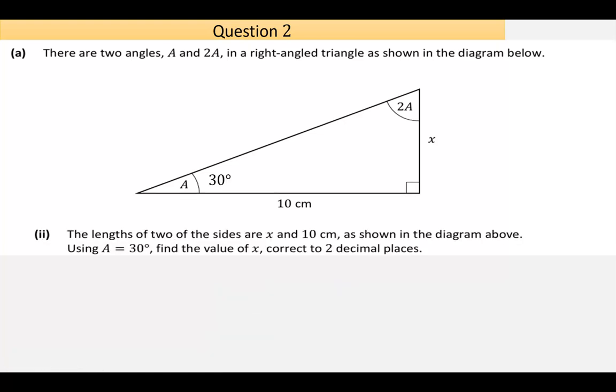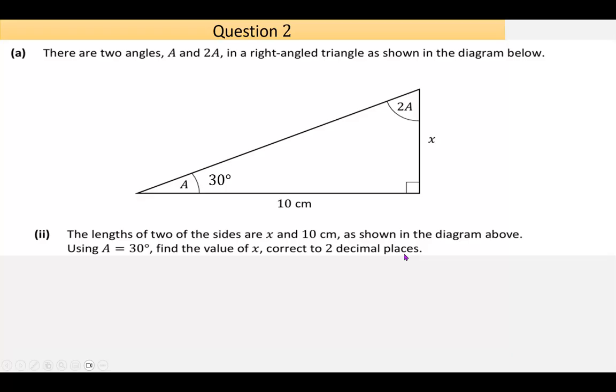Now part 2 says the lengths of two of the sides are x, so we see here we don't know what that is, and 10, as shown in the diagram above. Use A is equal to 30, and we've already identified that A was 30 from part 1. Find the value of x, correct to 2 decimal places.